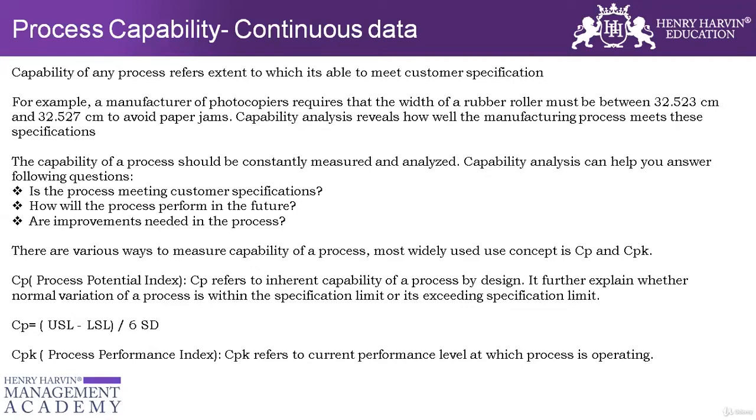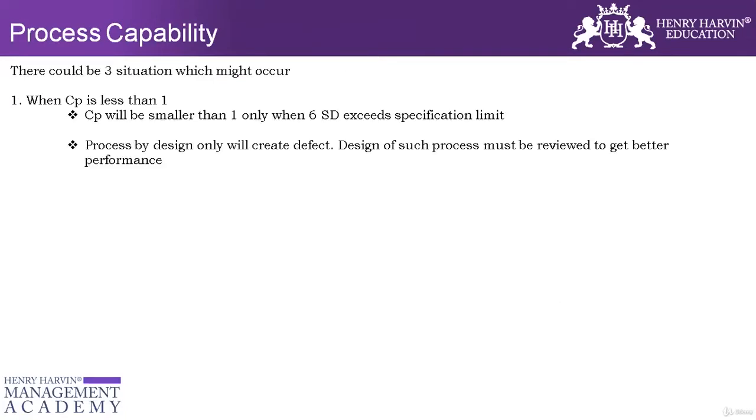So either one of them is there. If we only have USL or LSL, then we will not be able to calculate CP. So if there is only one specification limit, probably you try to add another. But in case you could not have both, then we will not be able to calculate CP. Okay. Now I was talking about three conditions which can happen in CP.